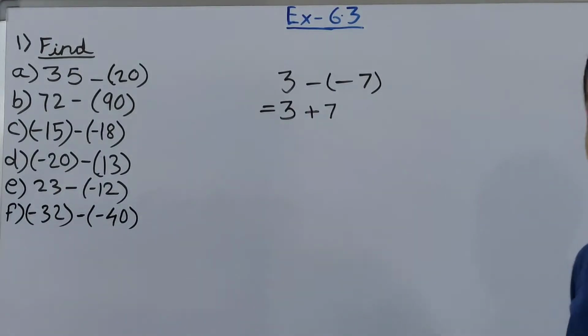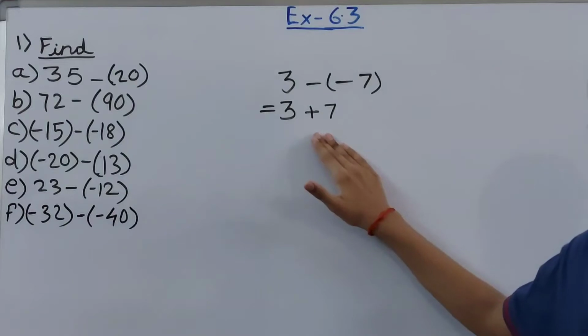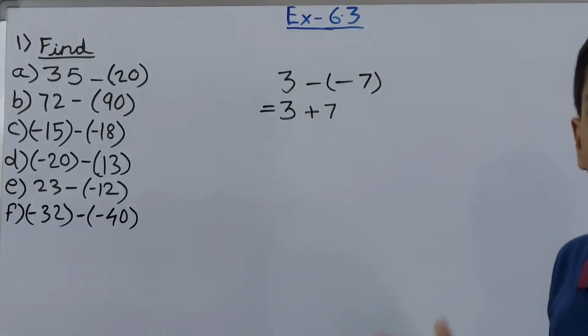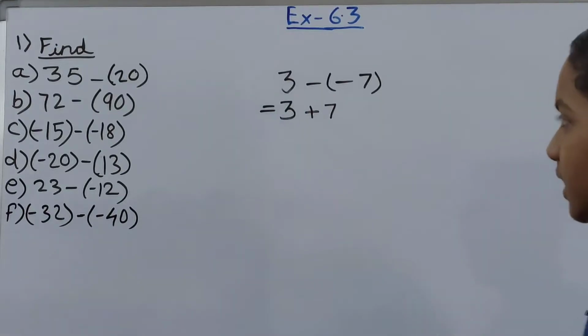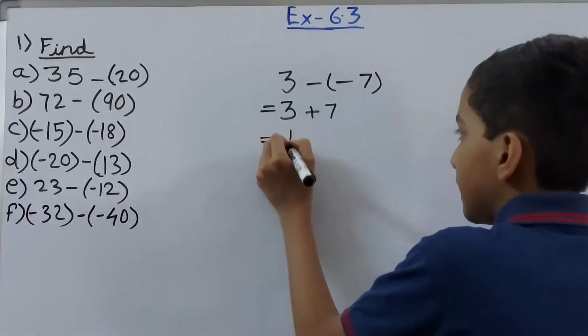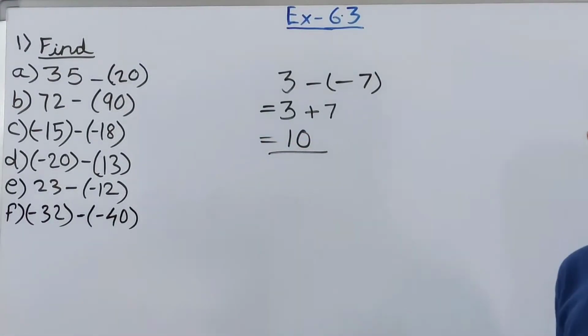So now as you can see over here, this is 3 and the second number is plus 7. So this is a positive 3 and positive 7. So they are having the same signs. So we will add them. So 7 plus 3 is 10 and 10 will be a positive number. So that means answer becomes 10, okay?